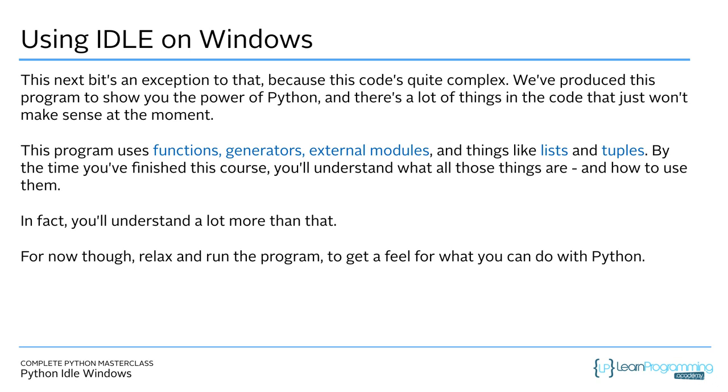But with that said, this next bit's an exception, because the code that I'm about to show you is quite complex. We've produced this program to show you the power of Python, and there's a lot in the code that just won't make sense to you at this point in the course. That's because it uses functions, generators, external modules, and things like lists and tuples. Probably all of that doesn't make sense, but by the time you finish this course, you'll understand what all those things are, and more importantly, how to use them in your own programs. In fact, you'll understand a lot more than that. For now though, relax and let's just run this program to get a feel for what you can do with Python.